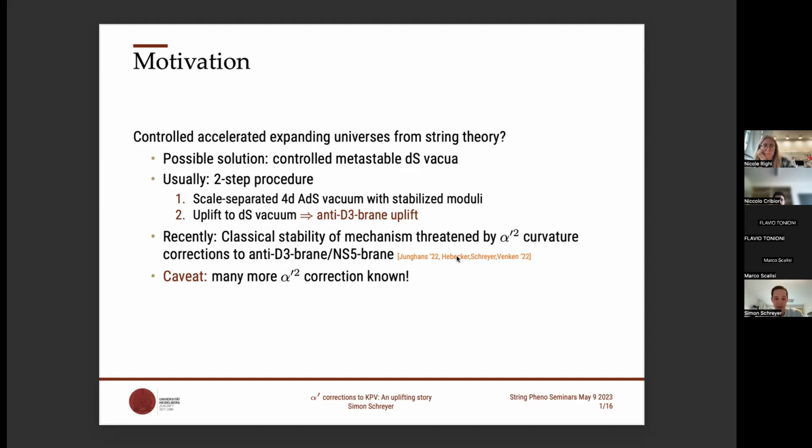There was one caveat to that story: only curvature corrections were calculated, but there are actually hundreds of more terms at the same order in alpha prime, which include gauge fields and fluxes. The main goal of the talk today will be to calculate these alpha prime corrections.